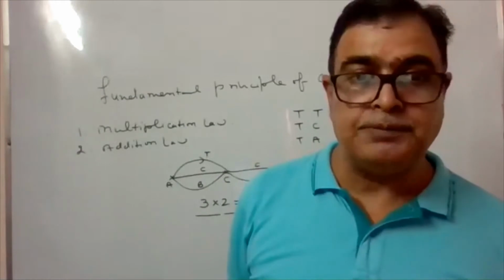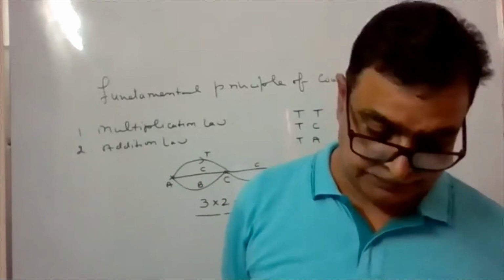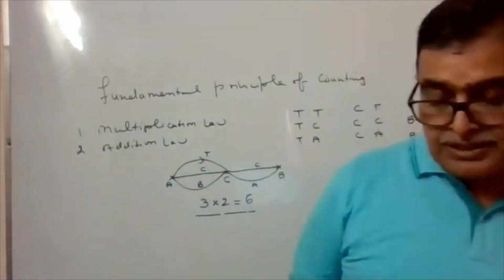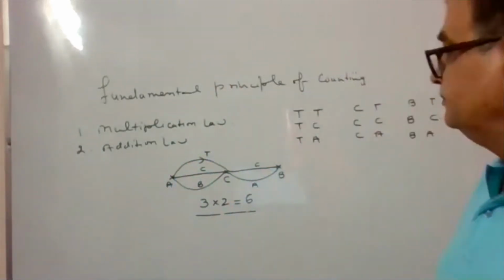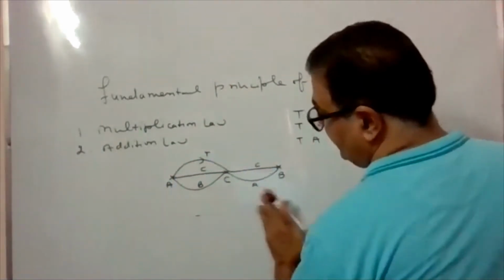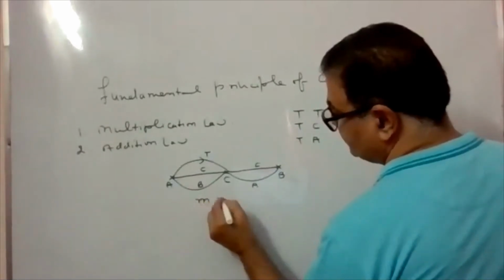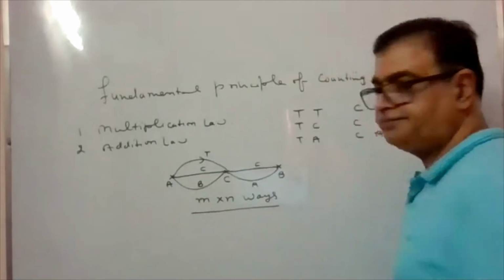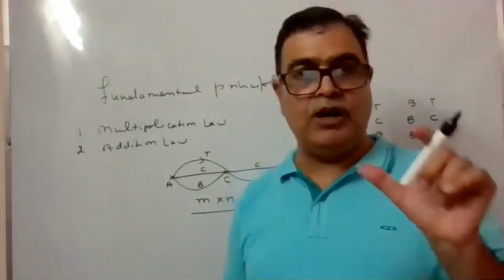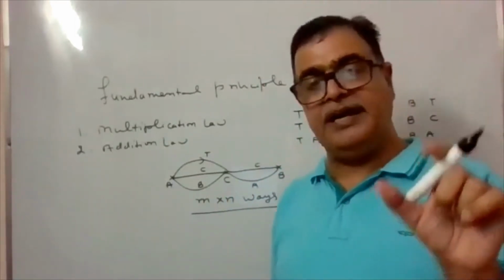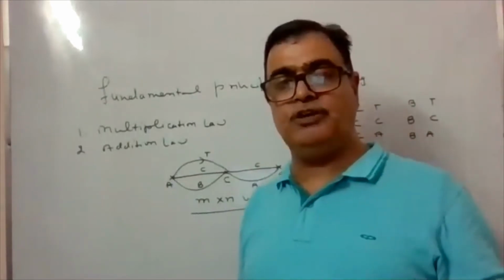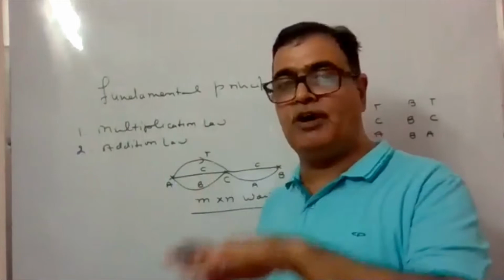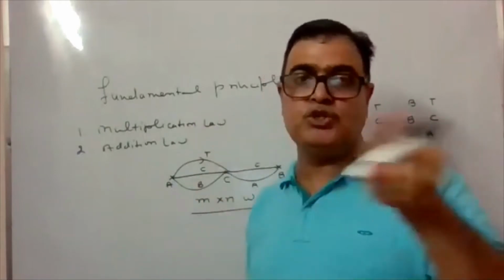Then the 2 jobs in succession can be completed in m into n ways. If one part of the job we complete by m ways, second part of the job we complete by n ways, then the total ways to complete job 1 and 2 will be m into n.